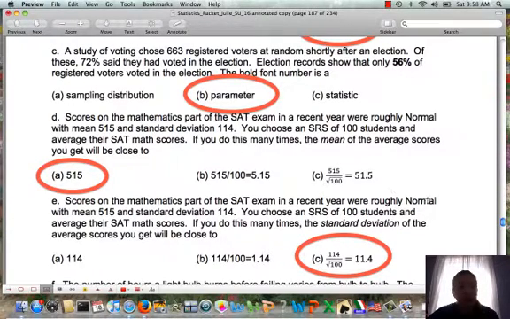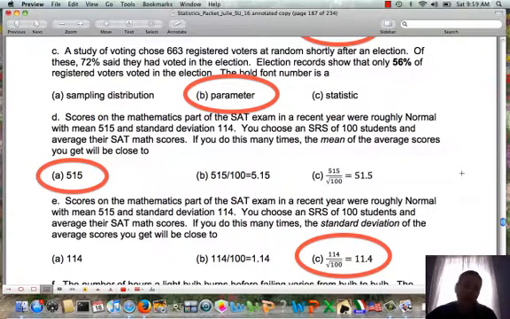Question D says scores on the mathematics part of the SAT exam in a recent year were roughly normal with mean 515 and standard deviation 114. So if we imagine the graph, the center will be at 515 and each standard deviation will be 114 points. You choose a simple random sample of 100 students and average their SAT math scores. If you do this many times, the mean of the average scores will get close to what?